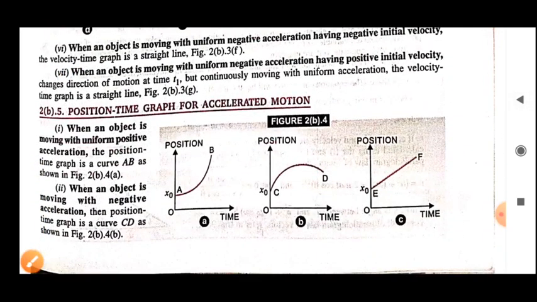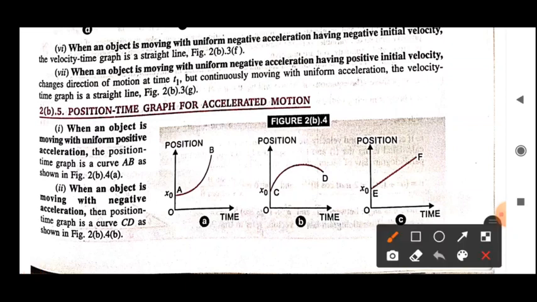Similarly, the next one here, the position-time graphs for accelerated motion. The first one is when the object is moving with uniform positive acceleration, meaning the velocity is continuously increasing, then we will have this kind of graph for position and time. And if it has negative acceleration, meaning acceleration is decreasing, then we will have this kind of graph. And we have this kind of graph if the acceleration is constant.